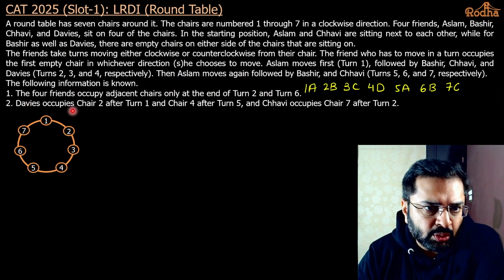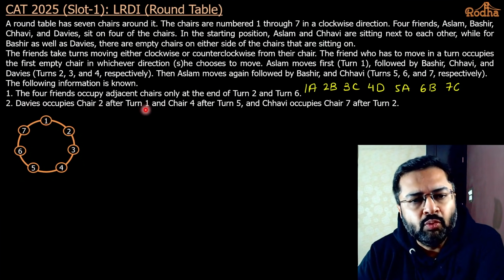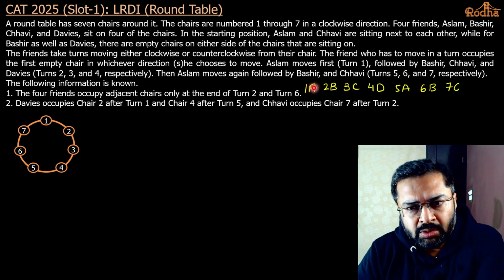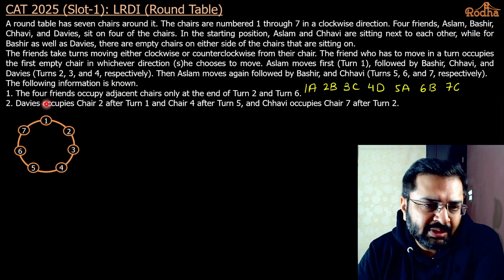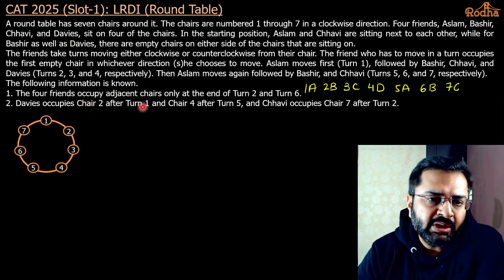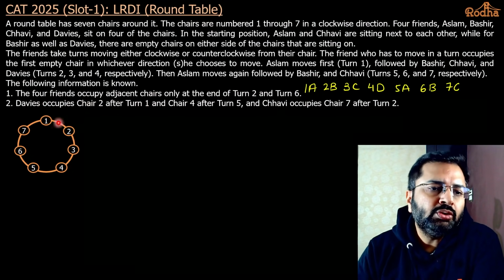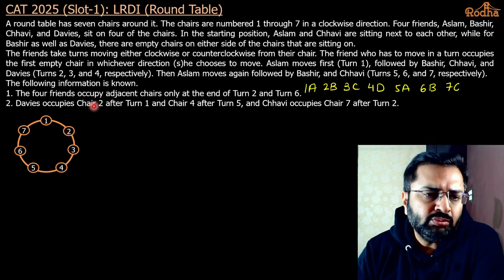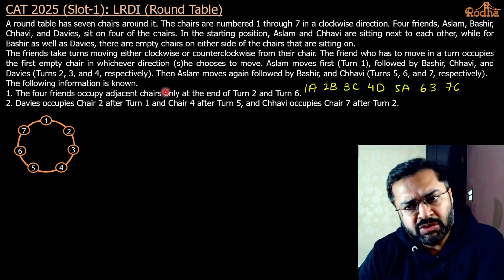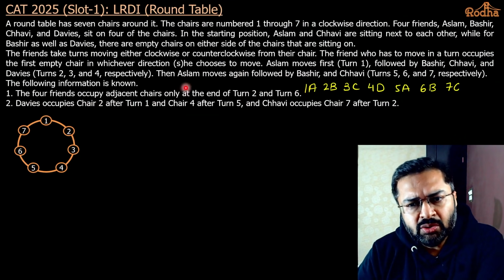2 says D occupies chair 2 after turn 1. Now, can I say that if D occupies chair 2 after turn 1, then initially also D must have occupied chair 2? There is no other possibility. What is the reason? In turn 1, who moved? That's the reason I've written like that.